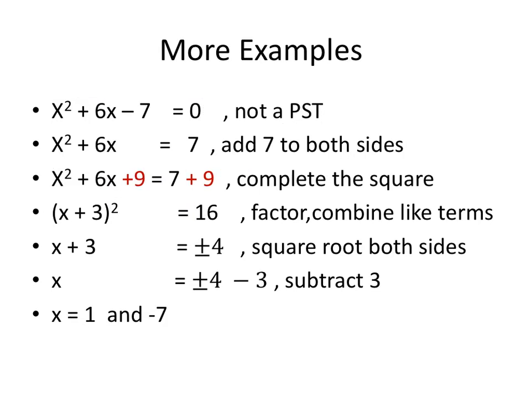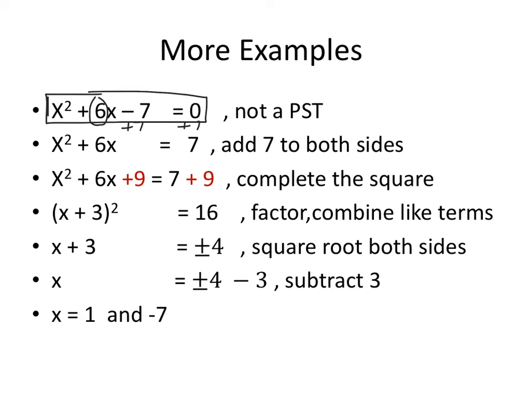Another example, we've got x squared plus 6x minus 7 equals 0. You can see the a value is 1, the b value is 6, so it is even. So completing the square is a good method here. First thing I do is just add this 7 over, leaving myself a space.